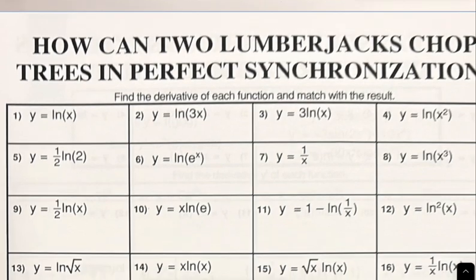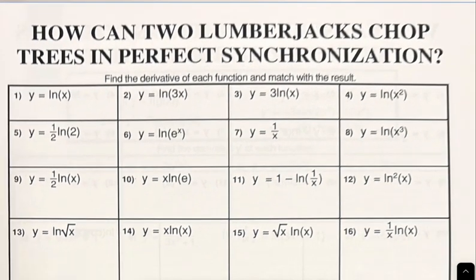So the joke you're trying to get an answer to, and what's great about these little joke papers is you can see if you're making a mistake, because if it doesn't spell out a word, you know it's messed up. Okay. So it says, how can 2 lumberjacks chop trees in perfect synchronization? It's going to be something about a log, I would assume. But anyway, let's do some of these problems.